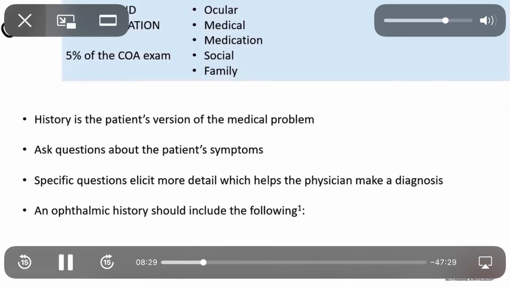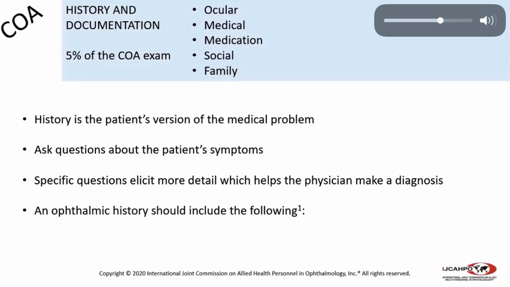Ocular, medical, medication, social, and family history and documentation. History is the patient's version of the medical problem. Ask questions about the patient's symptoms. Specific questions elicit more detail, which helps the physician make a diagnosis.